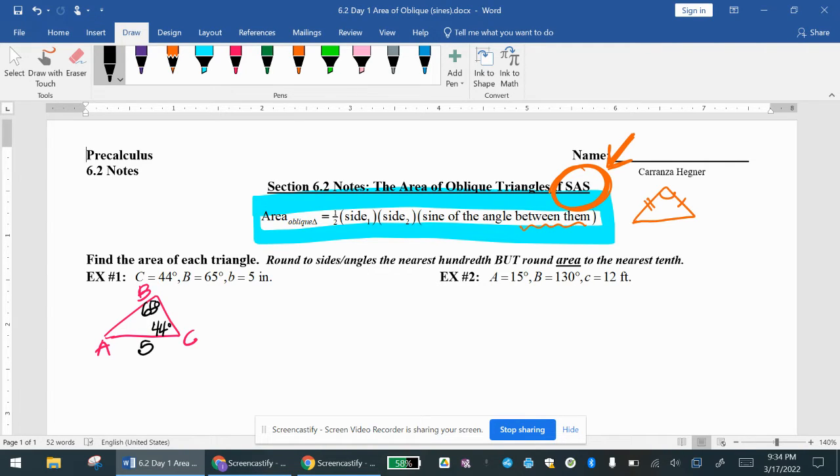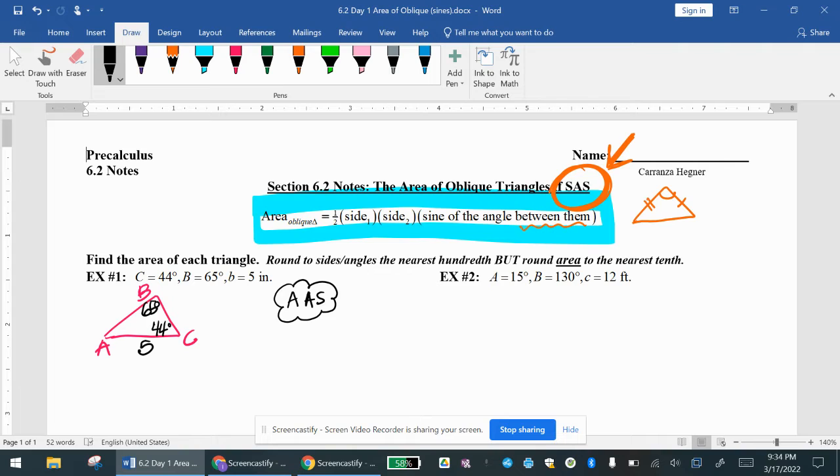In order for me to find the area of an oblique triangle, I need to make sure that I have two sides and the angle between them. Right now, if you look at it, this is angle, angle, side. So that's not enough for me to be able to use the area of an oblique triangle formula, the one listed at the top of your page. This is AAS. I need to figure out how to find missing pieces so that I can have enough information for side, angle, side, which are two sides with the angle between them.